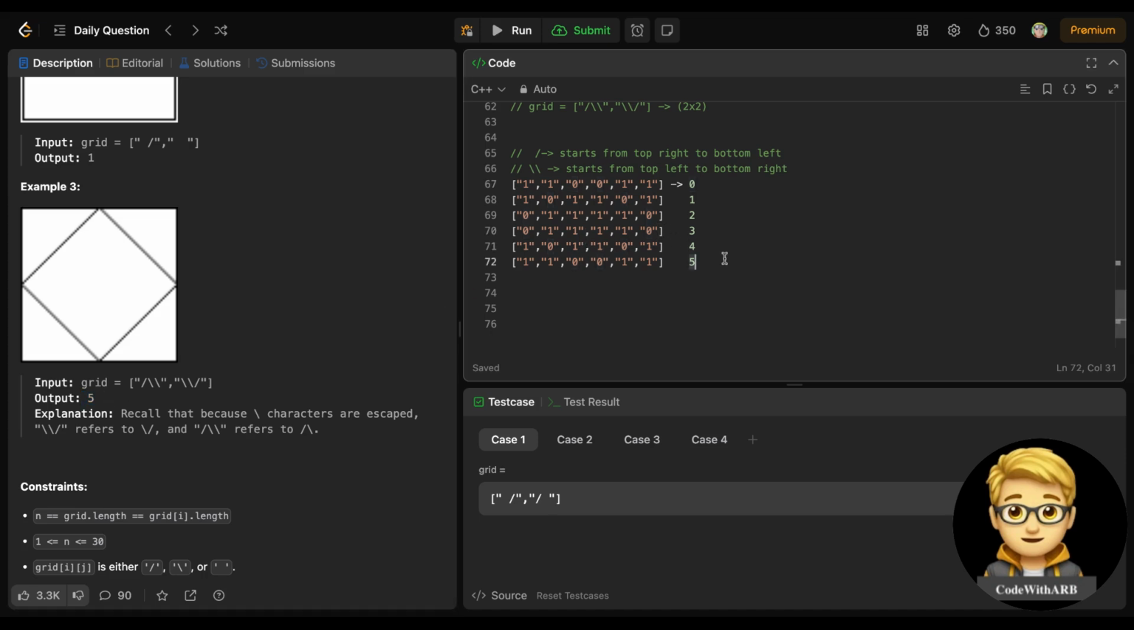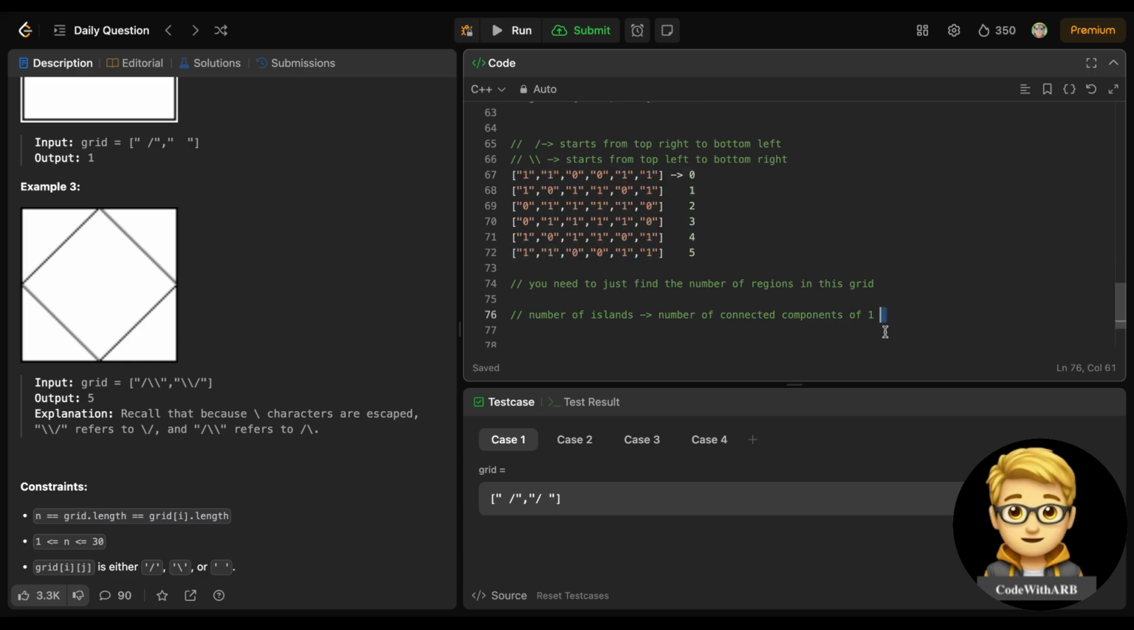So now you just need to find the number of regions in this grid, which can be easily found like the number of islands. It is the same as number of islands. You just need to find the number of connected components of 1. Why? Because this 0 is splitting up, and this 1 is one connected component, this one is another connected component, this one is another. So one is here.